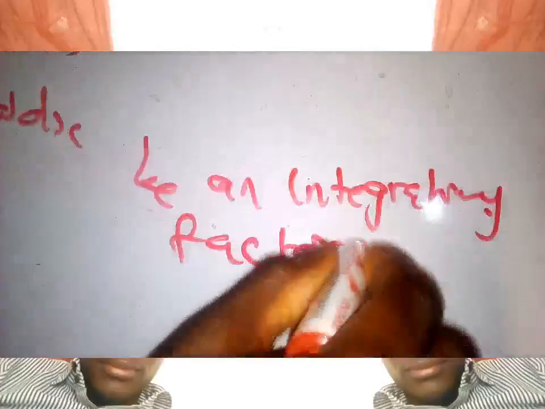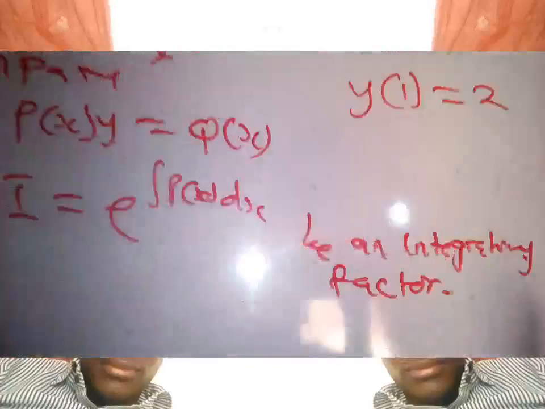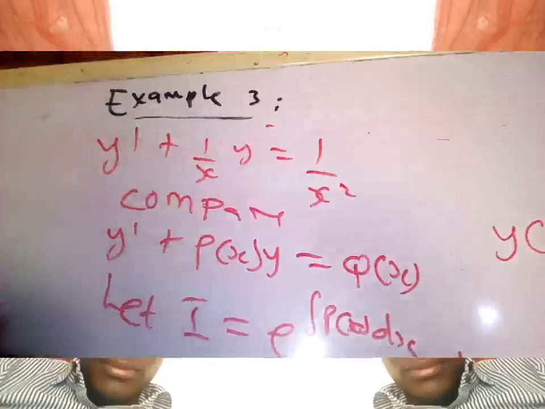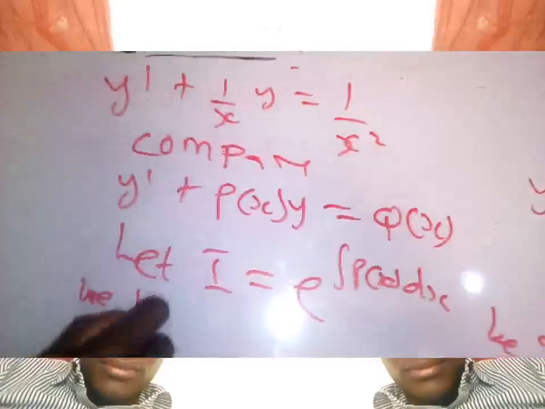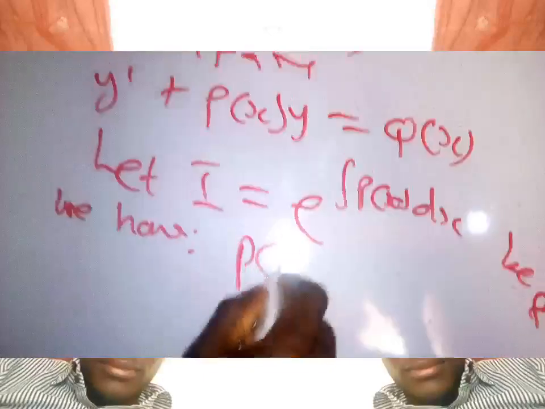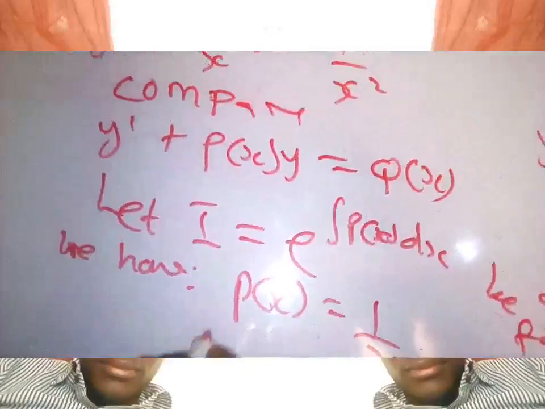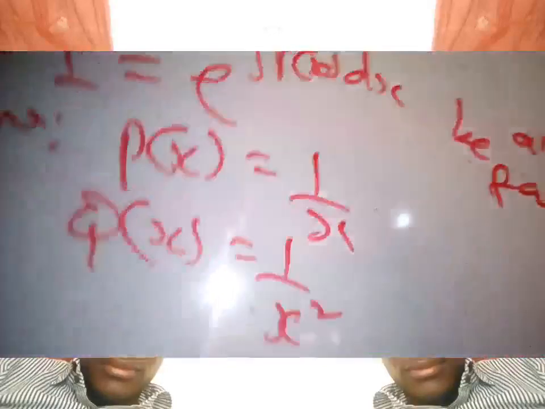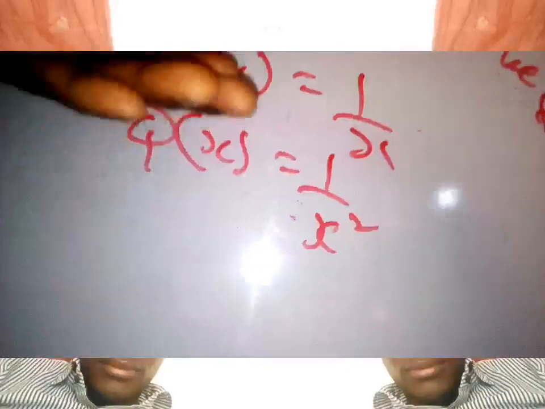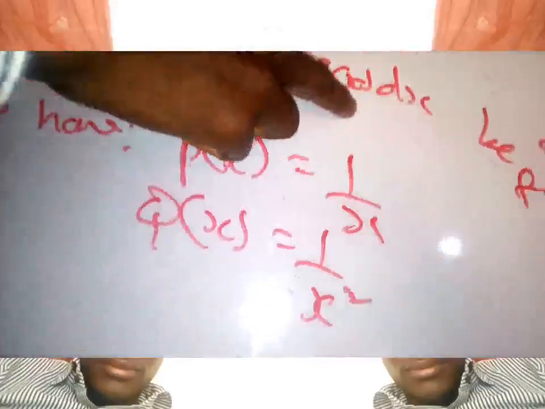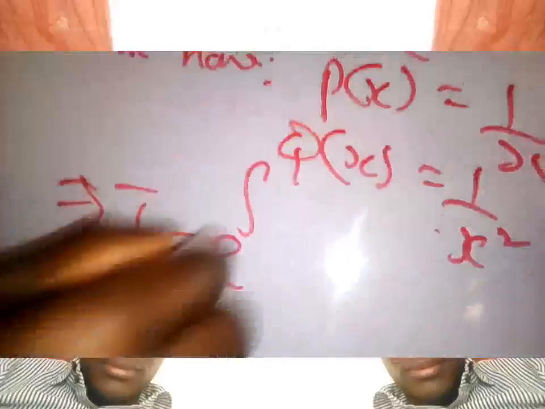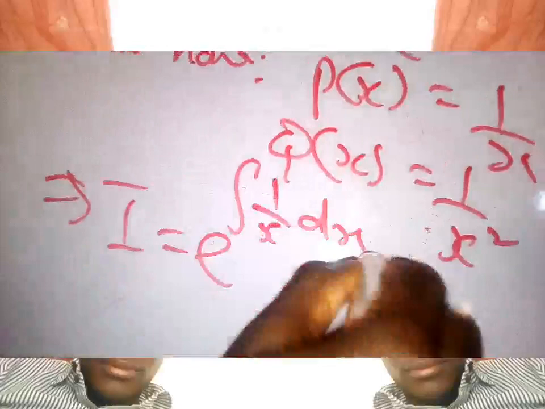Now remember, this p of x here is the coefficient of y. If you compare these two equations, we have our p of x equal to 1 over x, and our q of x equal to 1 over x squared. That's very good. Now to get the integrating factor, we need to integrate p of x. This implies that our I is equal to exponential integral, instead of p of x, we put 1 over x dx.